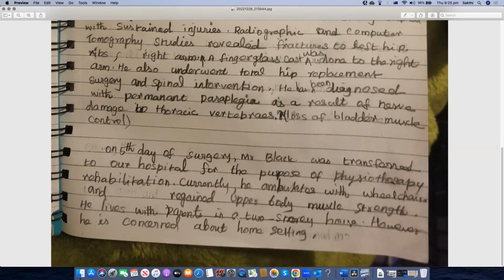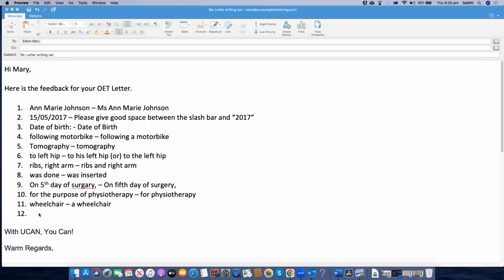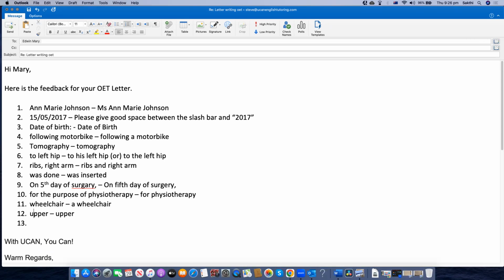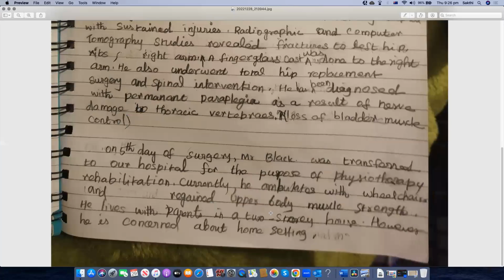Upper body muscle strength. Okay, this upper, you don't need to use the capital U. It sounds like capital U to me. Upper body. Okay, so let's read it. When you write down like this, it sounds like capital U. All right, so don't write like this. This one sounds like a capital U. We need to be very careful in terms of the use of the capital as well as the small letter. So please be mindful about that. Letters should be used appropriately as well.